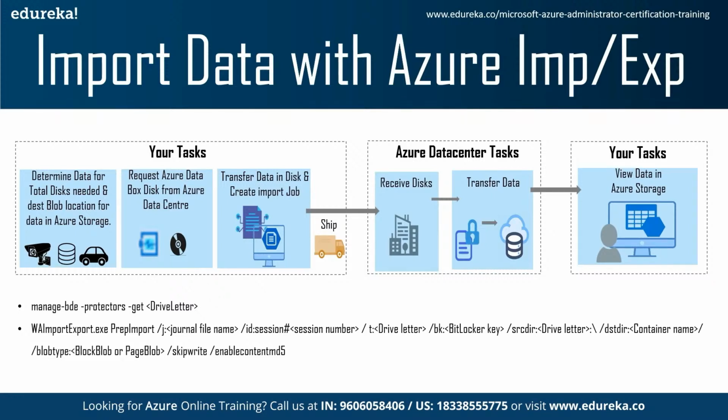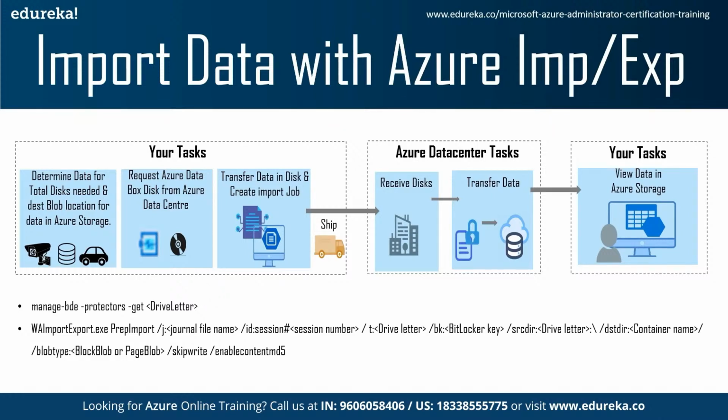You can see the second command here, which is quite a major one, so you have to follow all the things in it. This is the default one, WAImportExport.exe prepare import. What will change is the part in the brackets: the journal file name that will be generated when you use the WA import export tool, and also a session ID number that will be generated. That also you have to put, and then the same drive letter, for the drive you want to view on the cloud.